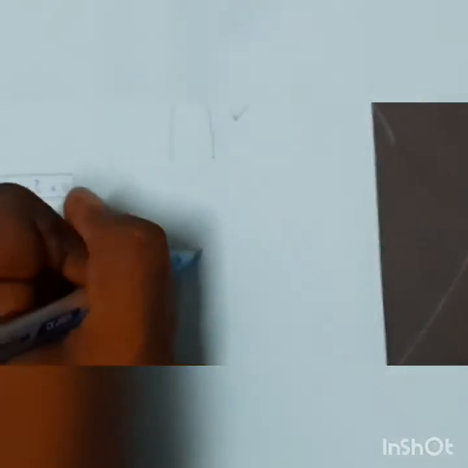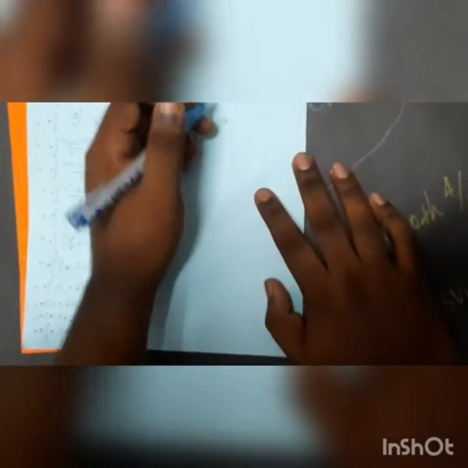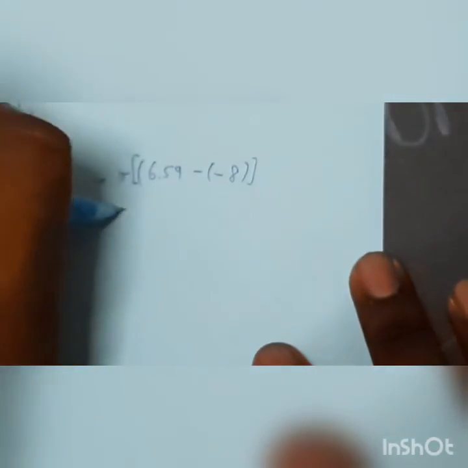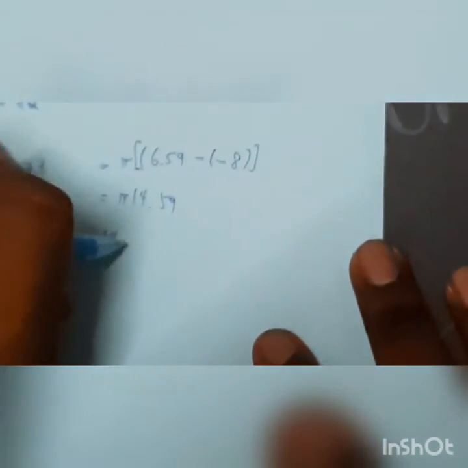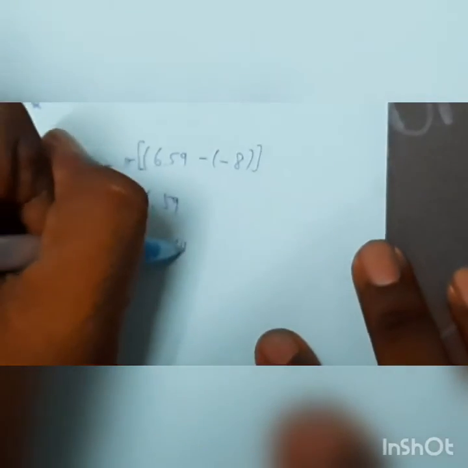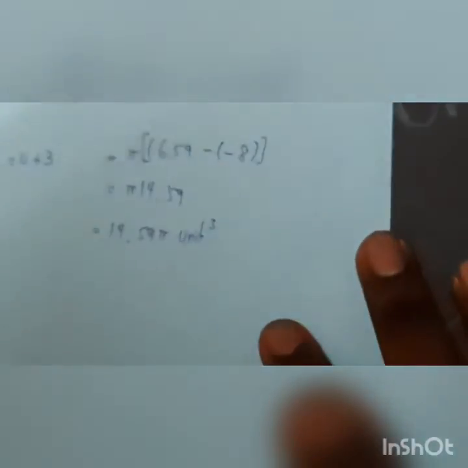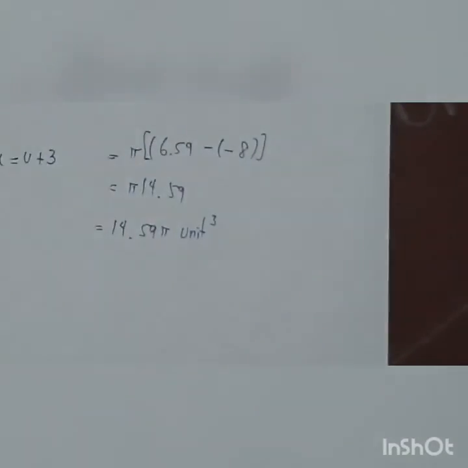Substituting 6 into the equation would give us 6.59, minus, and now we substitute 4 into the equation, and that would give us negative 8. So overall you would get a value of 14.59 units cubed. And there you go, this is the final answer for the question.